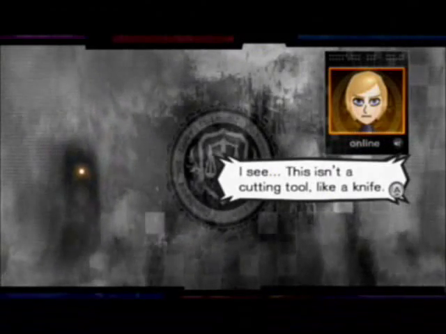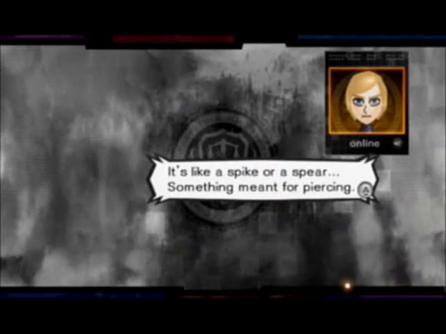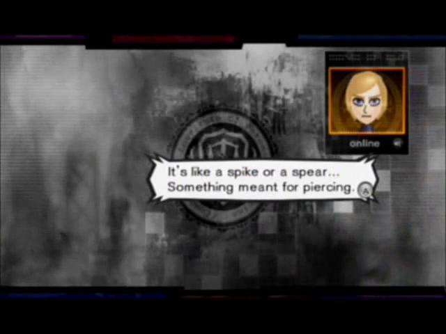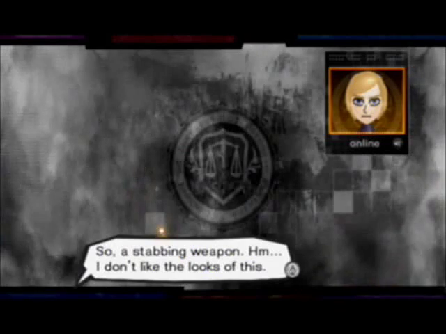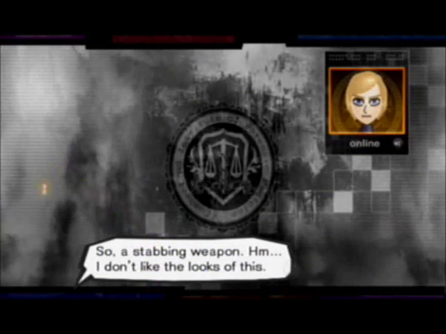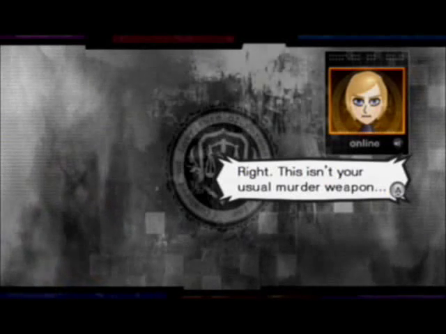I see. This isn't a cutting tool, like a knife. It's like a spike or a spear. Something meant for piercing. I've never heard of a spear that has a stab warhead like that. I don't like the looks of this. Right. This isn't your usual murder weapon.